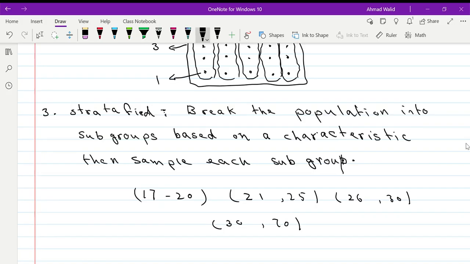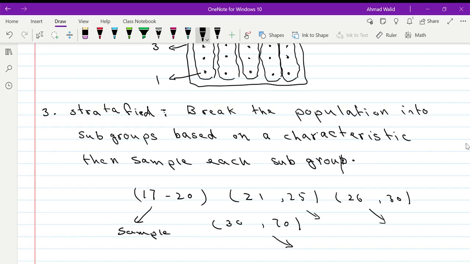Then I select a sample from each group. A sample from this group, a sample from this group, a sample from this group, and a sample of this group. Correct? This type of selecting a sample, we call it stratified. Or I can divide your class in two groups, two genders. Correct? Or again, we will talk about election.